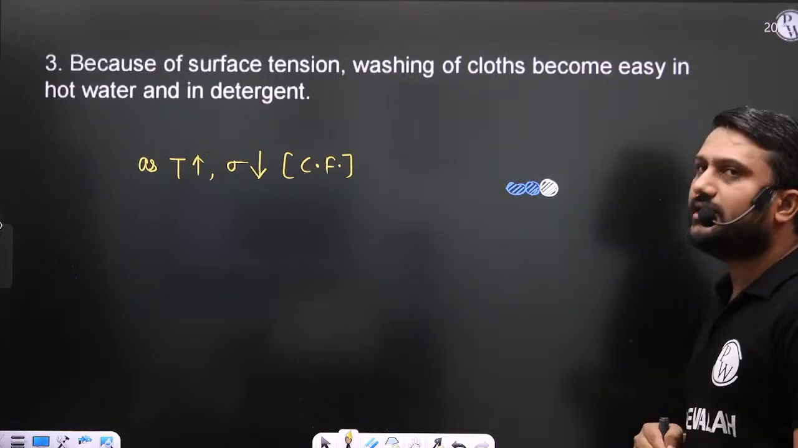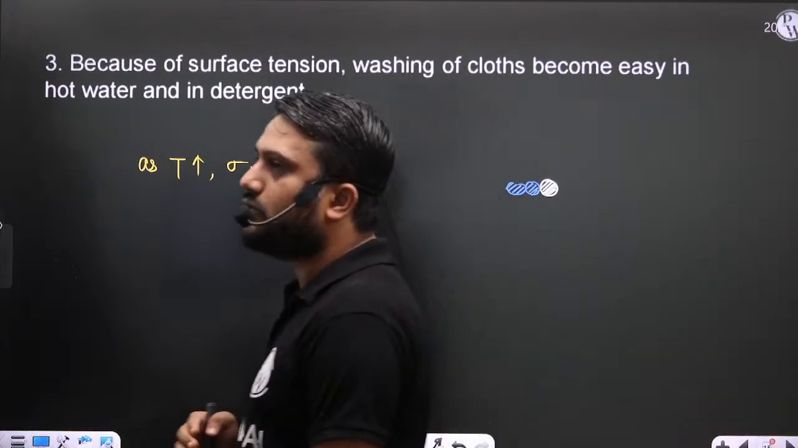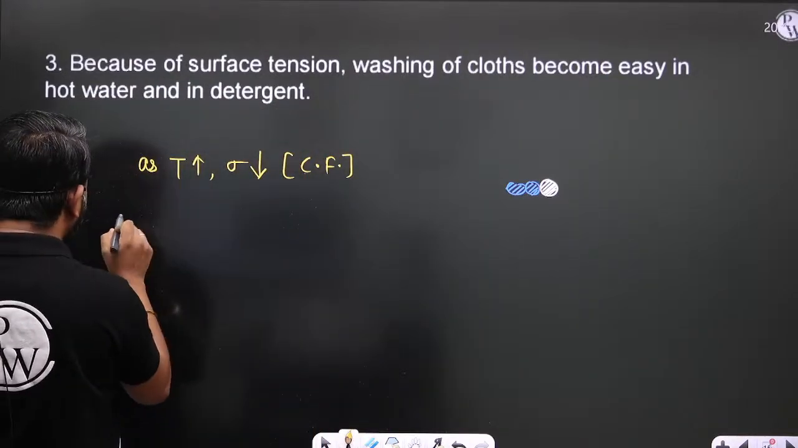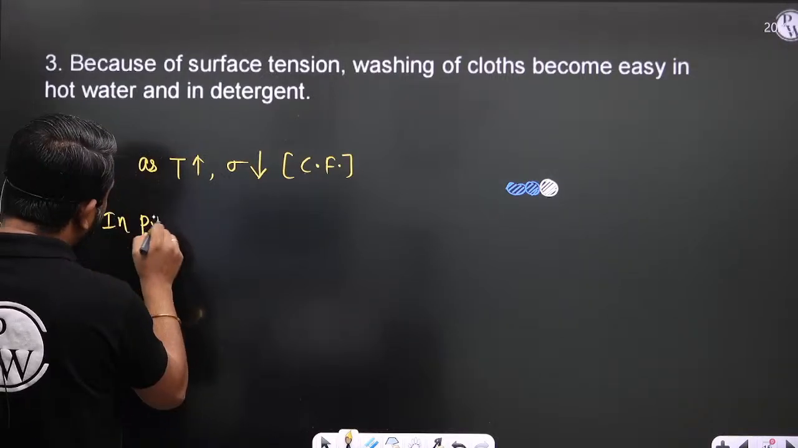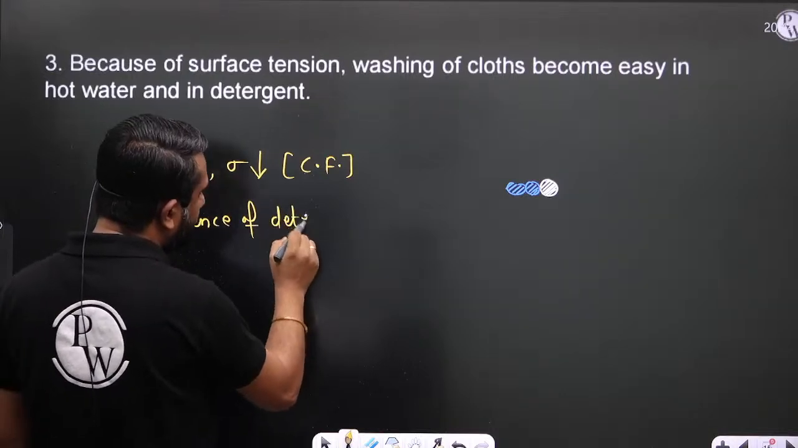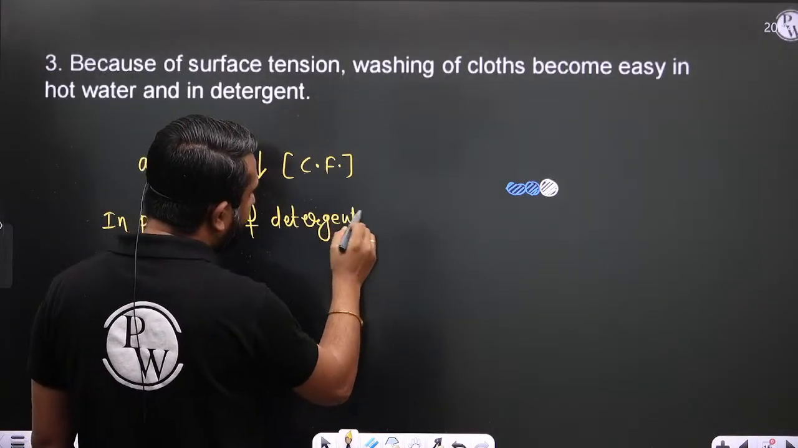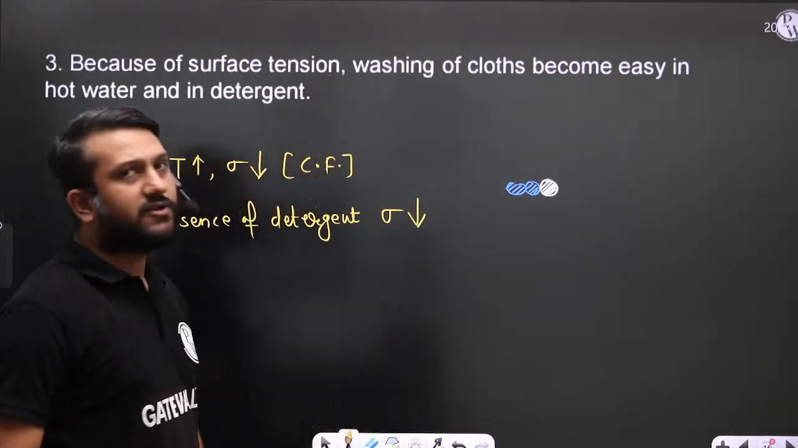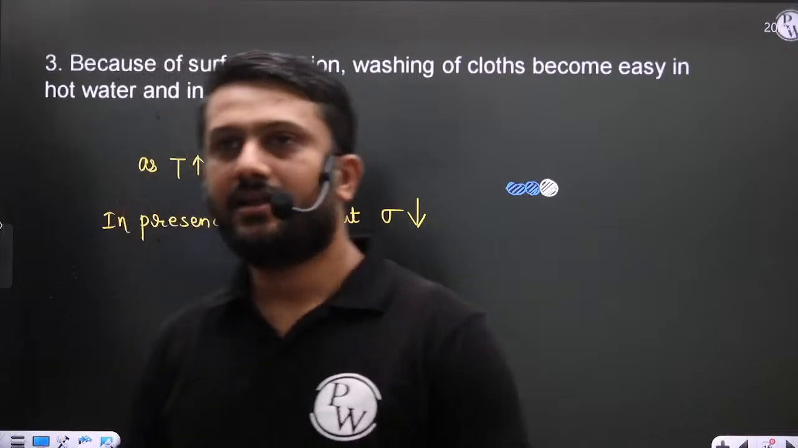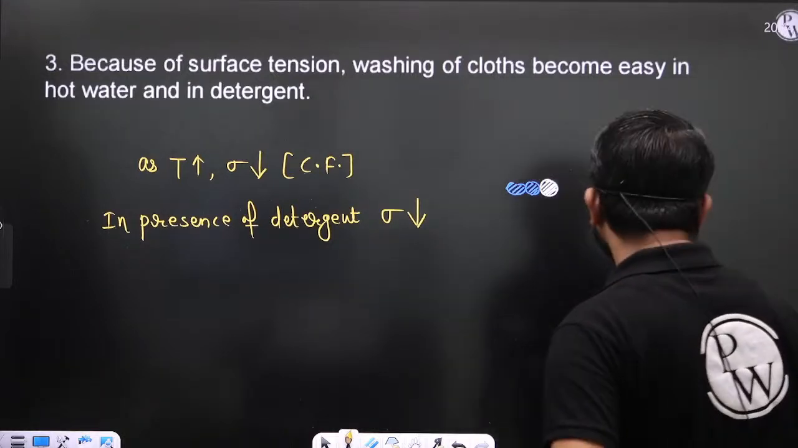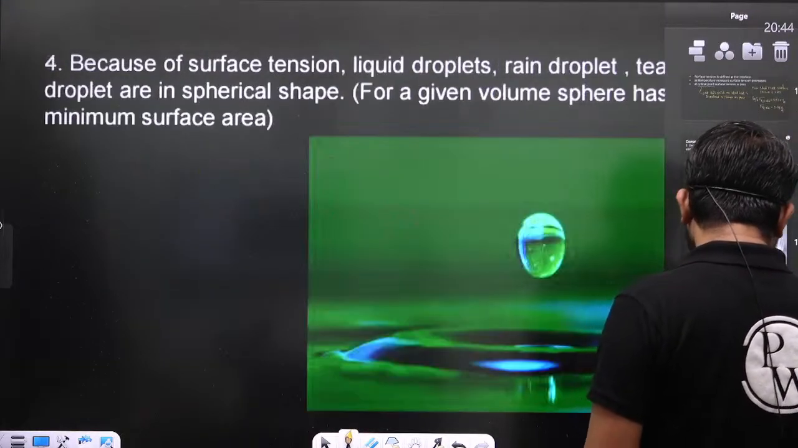The same thing happens with detergent also. In the presence of detergent, the surface tension value decreases, and therefore washing of the cloth is good in the presence of hot water and detergent. So this is the next consequence. Come to the next.